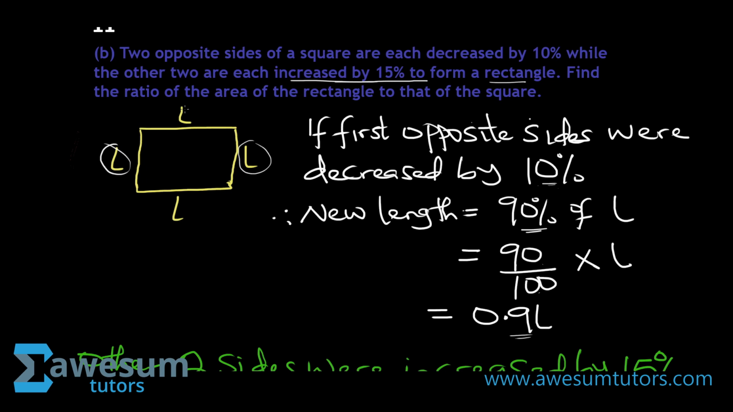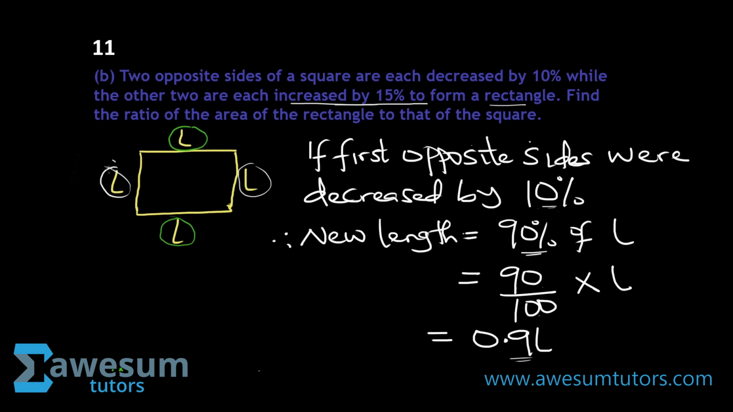These other two parts are increased by 15%. Before, it was a full length, 100%. Now you increased it by 15%. What is that going to be? It's now going to be 115%.